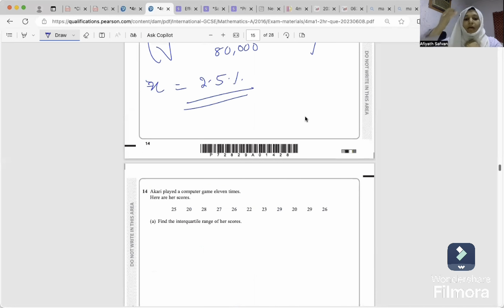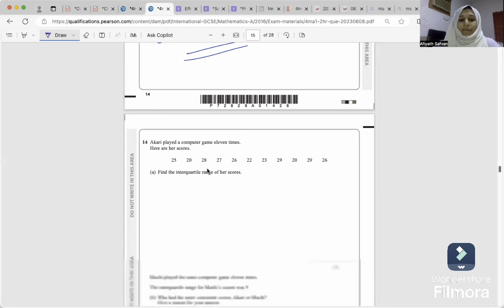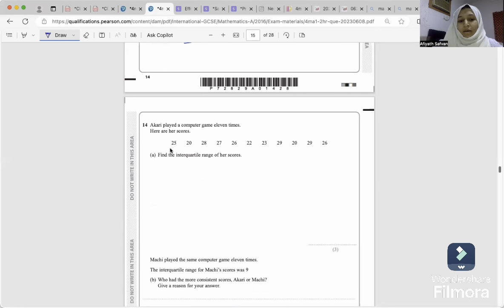Okay. Next, Akari played a computer game 11 times. Here are her scores. Find the interquartile range of her scores. Look, first thing we have to focus on is whether the numbers are in ascending order. If not, then you have to make them in the ascending order.